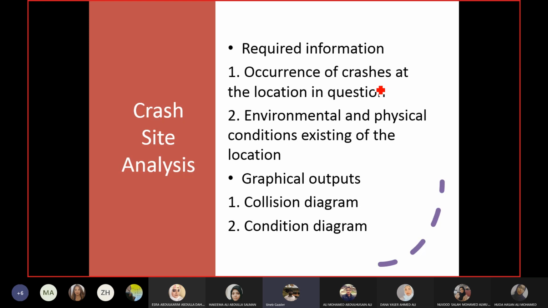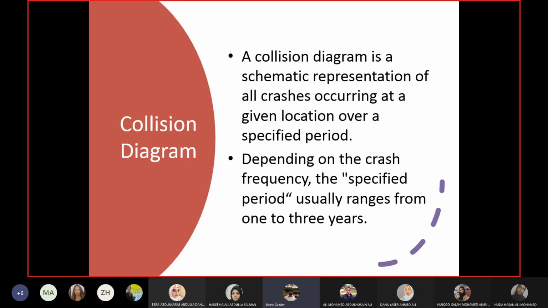These two data items must be plotted in the form of two diagrams: collision diagrams and condition diagrams. When you are selecting the countermeasure, your analysis will depend upon these two diagrams. Without these diagrams, you cannot select a countermeasure. So collect the data, develop these diagrams, and then go for the analysis of how to select the countermeasure. How to select the countermeasure we will discuss tomorrow, but I will show you the diagrams and what is to be included in them today.